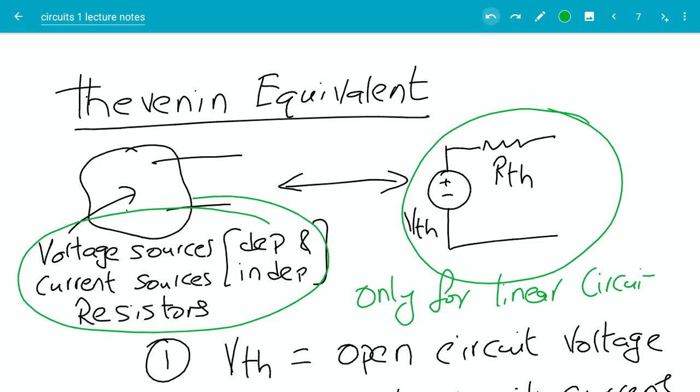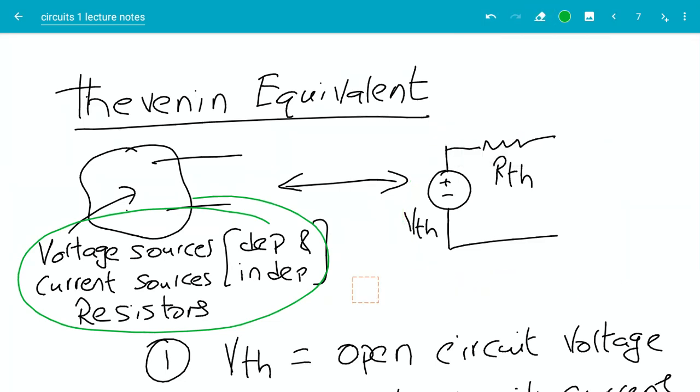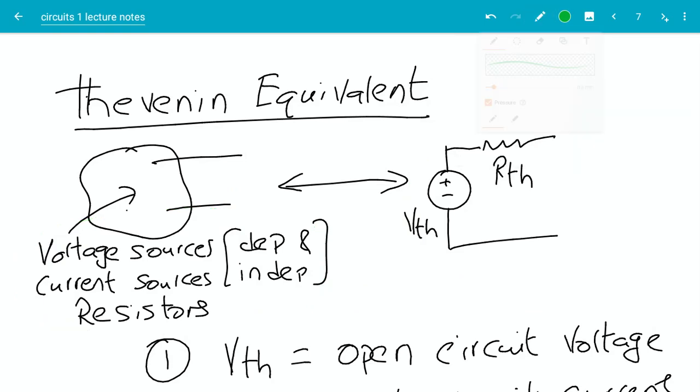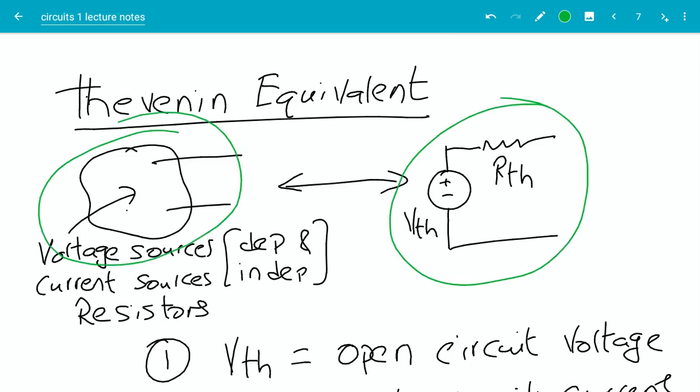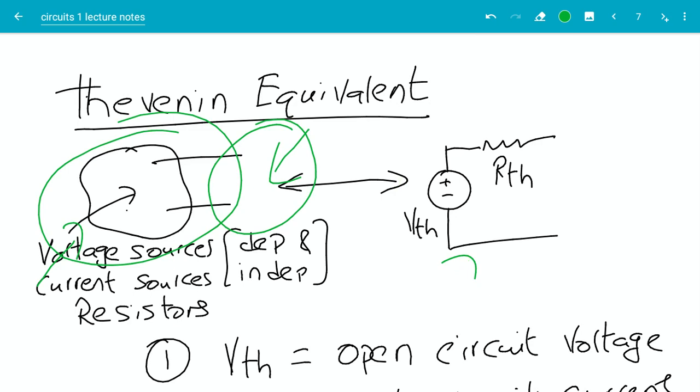Now what do I mean by replace? Replace means that if there's any bigger circuit where I have this, I can replace the entire thing with something which looks like this, and nothing will change in the remaining part of the circuit. That means if there was something else here, and I replace this part of the circuit with this circuit, nothing in here will change. So that's what replacing this with this means.